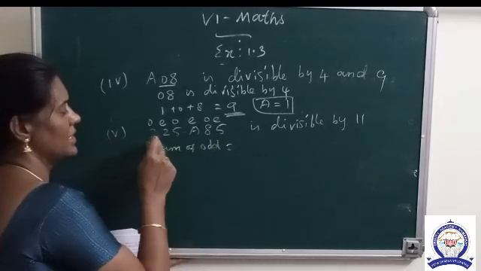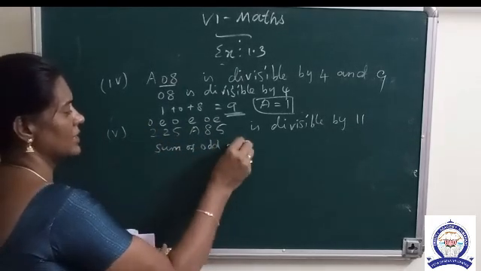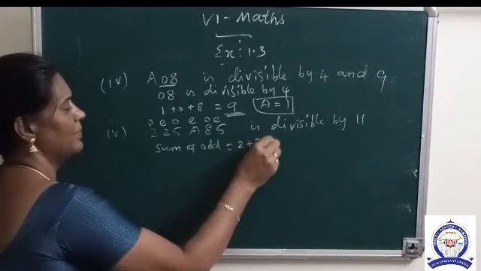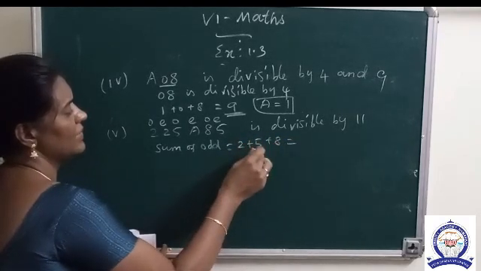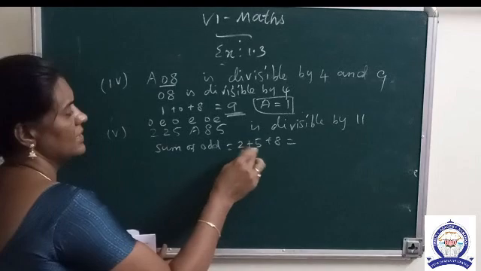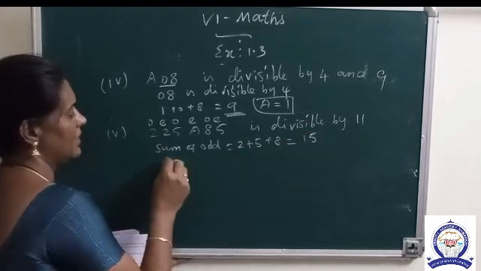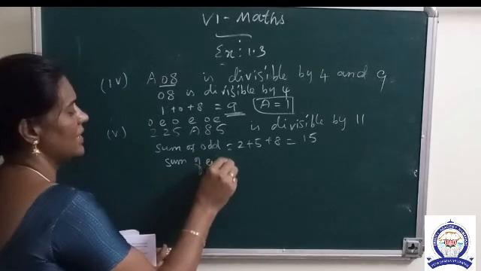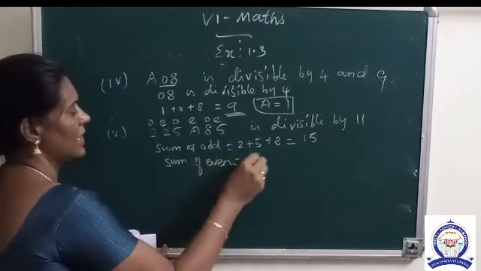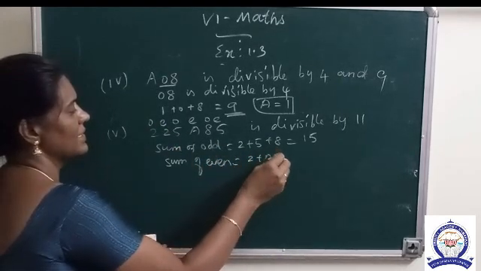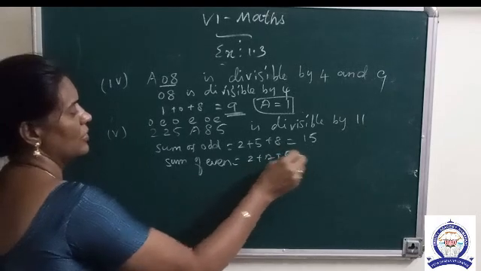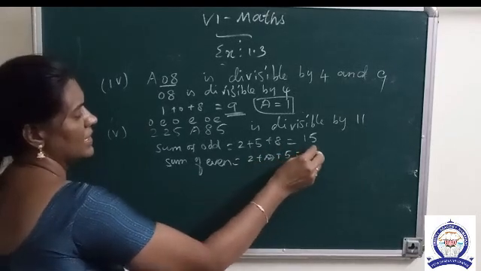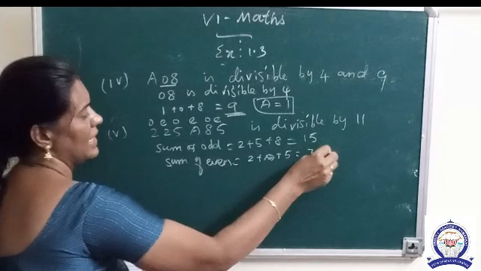Odd digit. What is this? Take all the numbers below. 2 plus 5 plus 8, 2 plus 5 plus 8 is 15. Next, sum of even digit. Even digit: 2 plus a plus 5, that is 7 plus a.